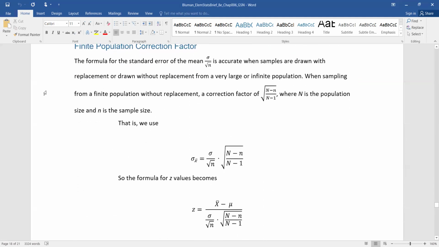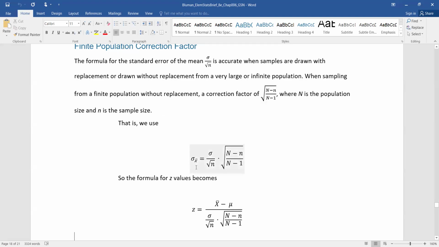Next, the finite population correction factor. The formula for the standard error of the mean is the standard deviation divided by the square root of the sample size. This is accurate when the samples are drawn with replacement, or drawn without replacement from a very large or infinite population. When sampling from a finite population without replacement, the correction factor is the square root of the population size minus the sample size, divided by the population size minus 1, where N is the population size and n is the sample size.